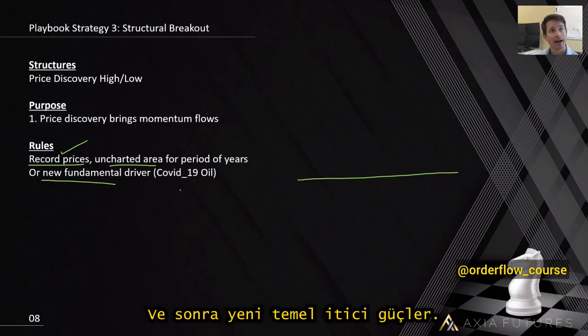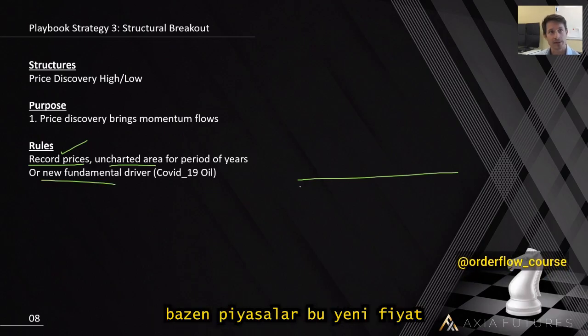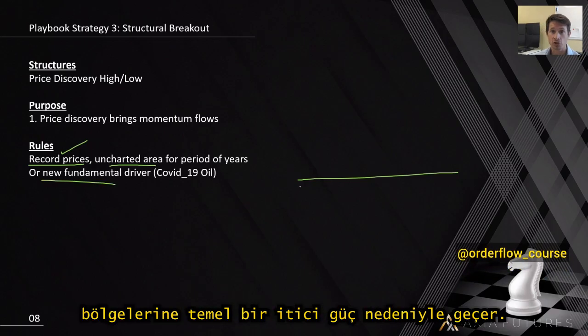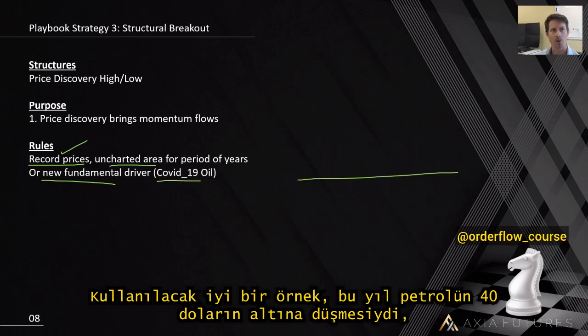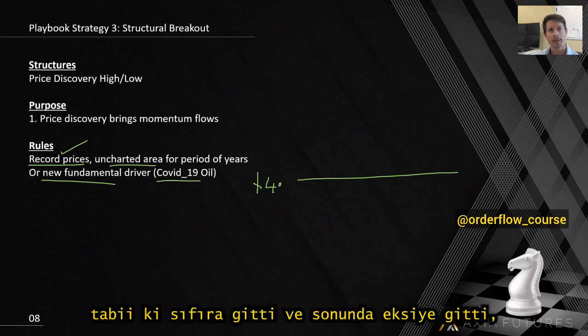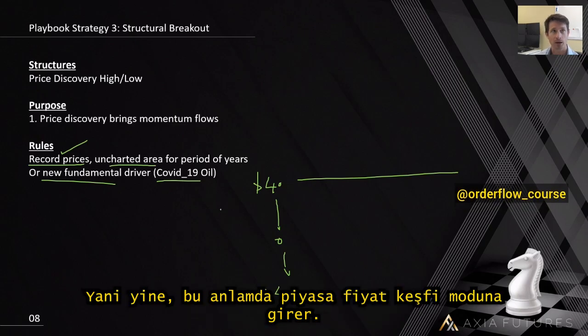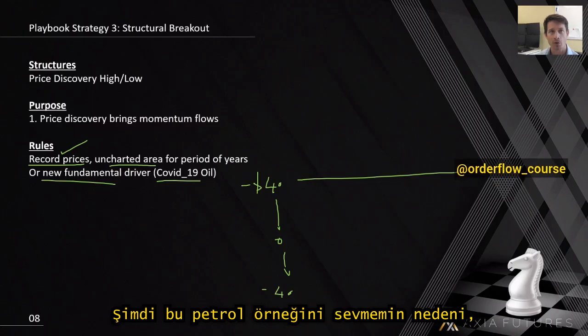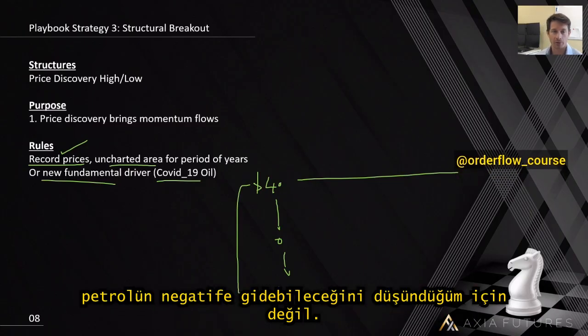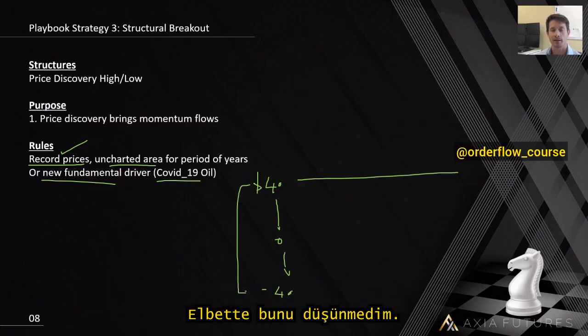And then new fundamental drivers. In other words, sometimes the markets move into these new price zones because of a fundamental driver. A good example to use is when oil broke below $40 this year, it obviously went to zero and eventually went to minus $40 or whatever it might be. So in that sense, the market enters price discovery mode. Now, why I like this example of oil is not that I thought oil could go negative. Of course, I didn't think that.